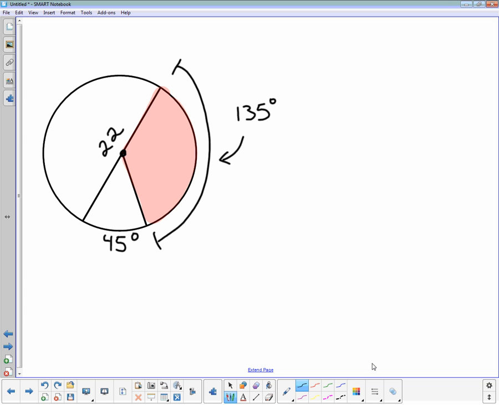And now you have enough information to find the area of that sector. What's my radius? Good.